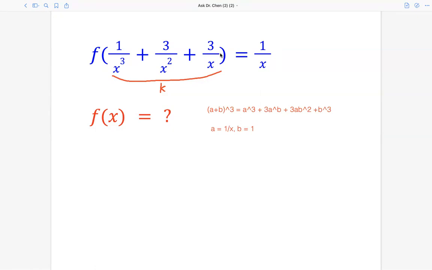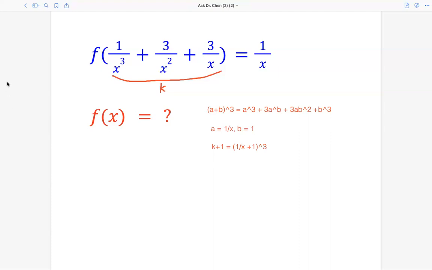So we're just missing 1. If we have k and add 1, then we can make (1 over x plus 1) cubed, right? Then what happens? Let me write here. So k plus 1 will be (1 over x plus 1) cubed. Perfect cube.